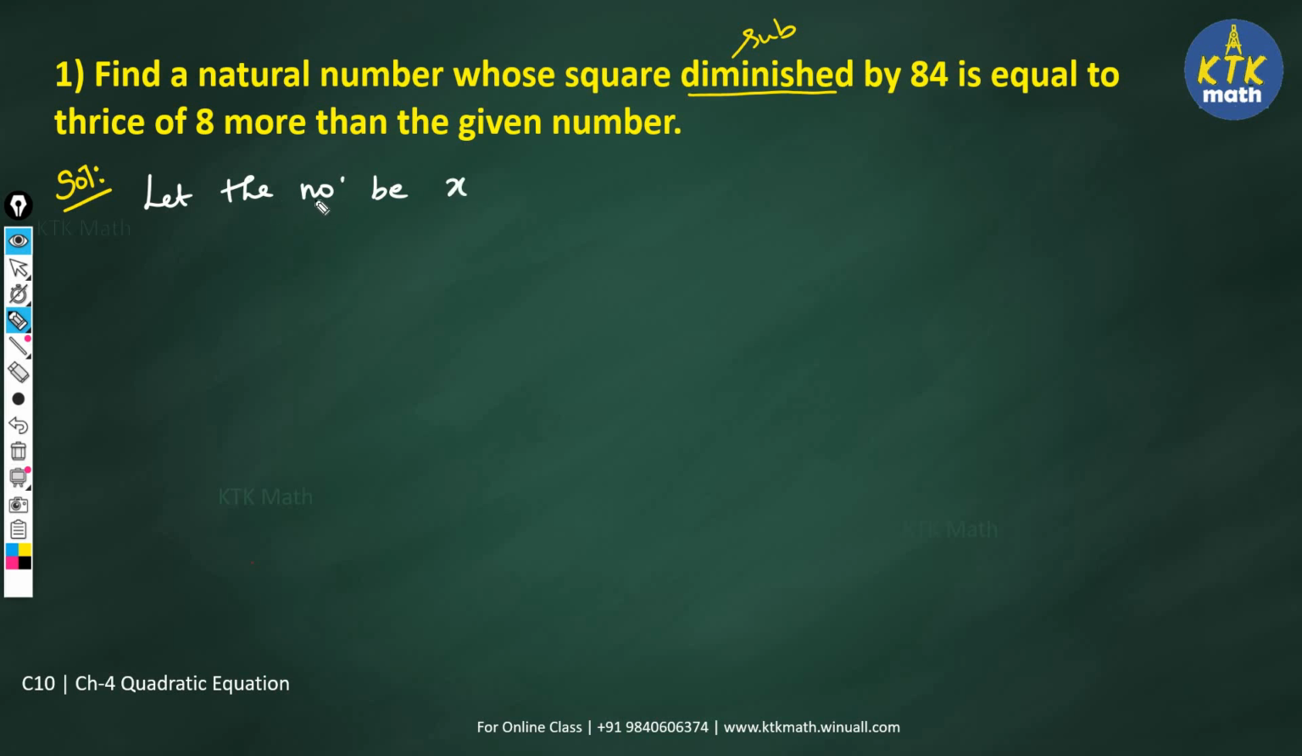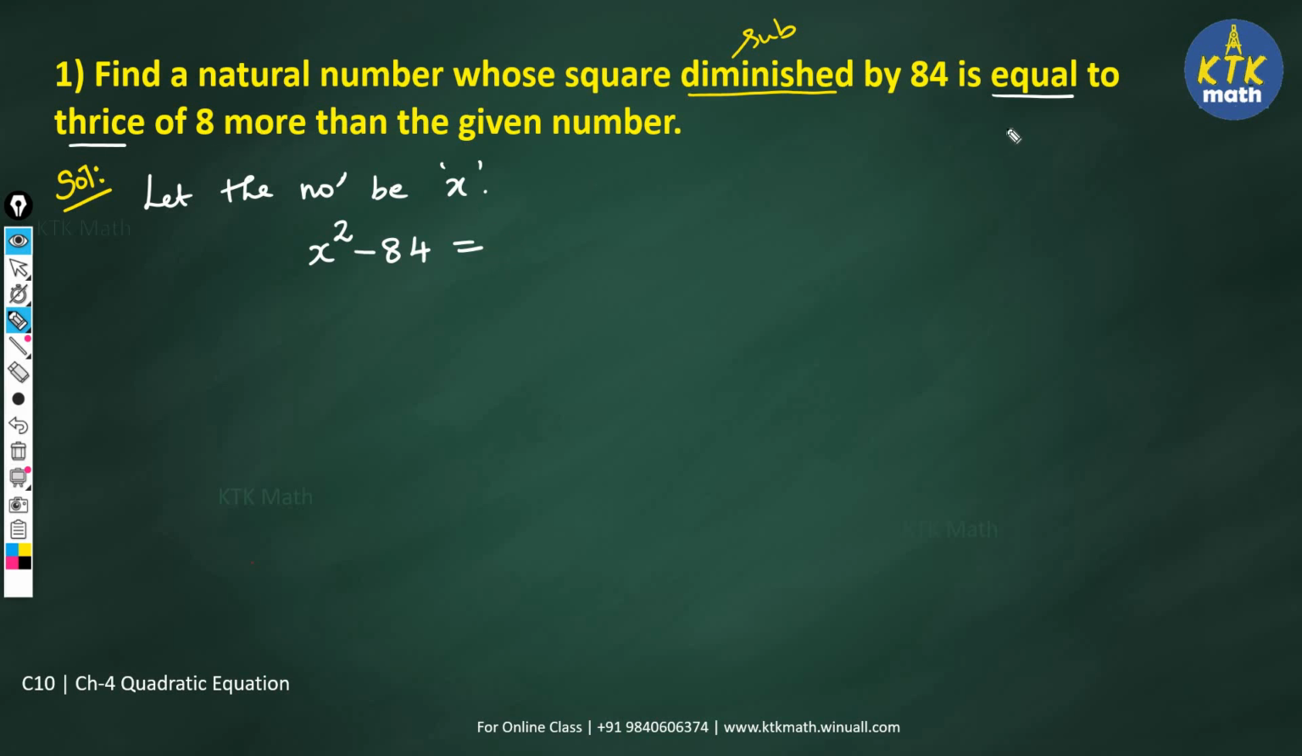I will be denoting number in terms of like no and apostrophe. So here, as per the first condition, what they gave is a natural number whose square diminished by 84, that is x square diminished by 84. Try to understand x square. I am squaring the variable. Diminished means subtraction by 84. So negative 84 is equal to, so I am writing equal symbol, thrice of 8 more than the given number.